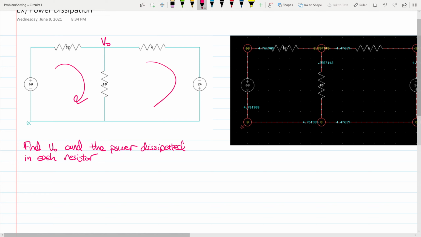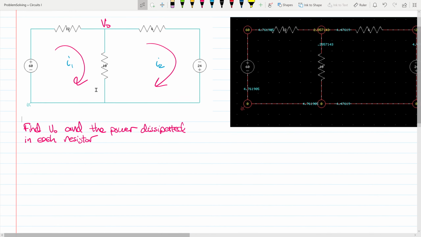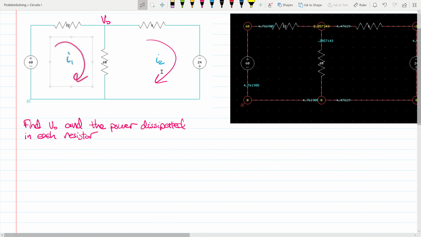So there's one, there's two. Yeah, let's do mesh. So we'll call this one I1, and we'll do this again as nodal at the end, so we get some extra practice. So here's I1, there's I2, those are our mesh currents. Now we'll write out the expressions for each loop.